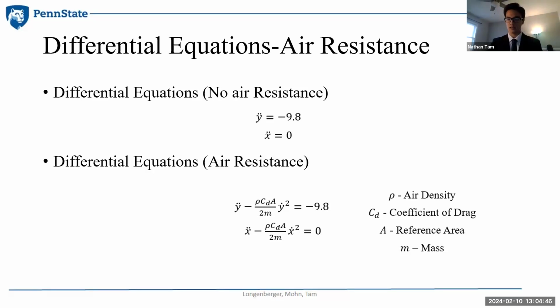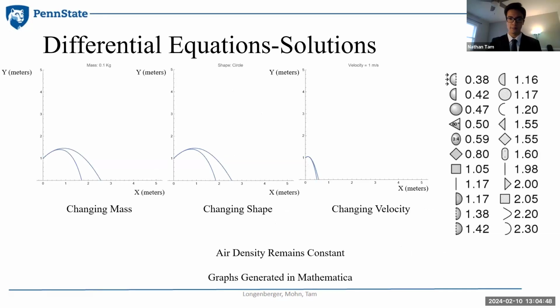So we plotted these solutions in Mathematica, as you can see on the slide, and we animated the changing variables of mass, shape, and velocity. Since the differential equations for kinematics with air resistance were nonlinear, we solved and plotted the results in Mathematica. For all of these plots, the arc that is furthest represents the object with no air resistance, and the inner arc represents the trajectory of the object with air resistance.